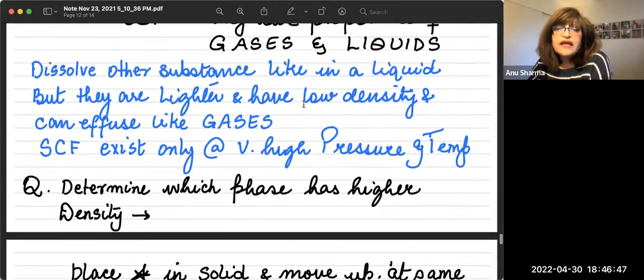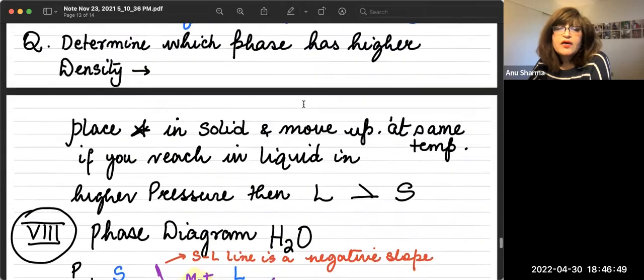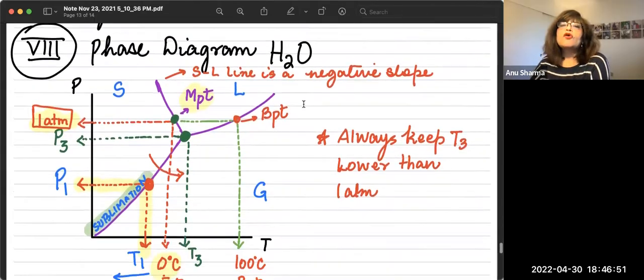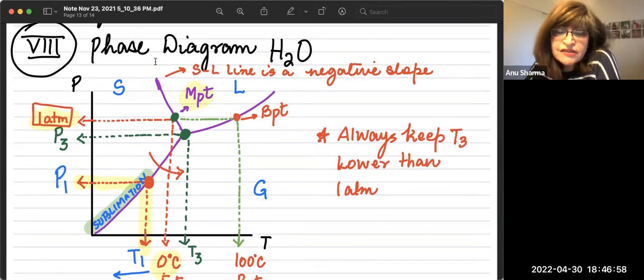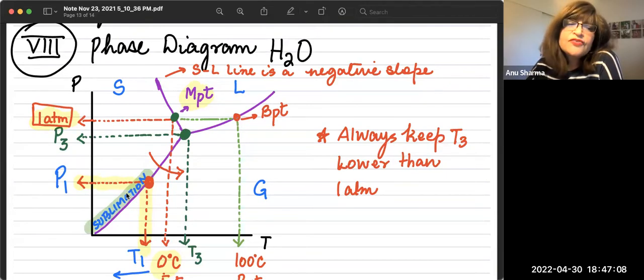Now let's look at the phase diagram of water. Something you have to keep in mind about this curve: for water, this curve is negative. It's not like that all the time, but for water, the slope is negative. Okay, so we see here the sublimation curve, this is the melting, and that's the boiling.